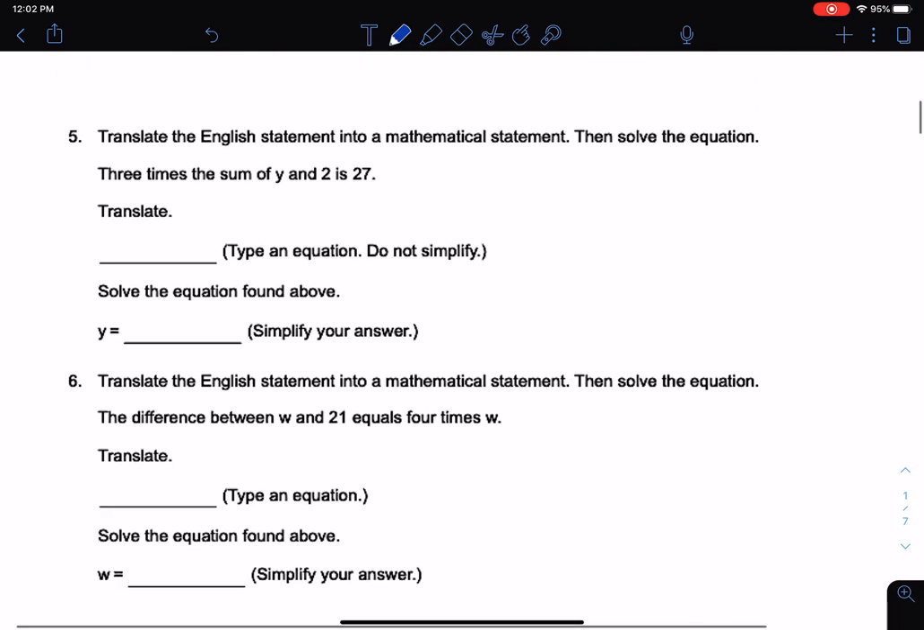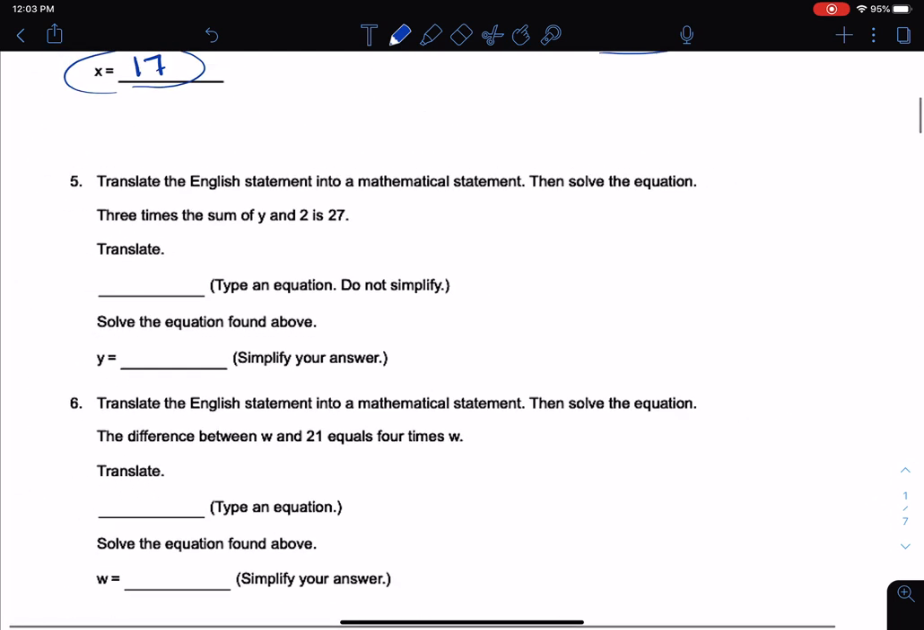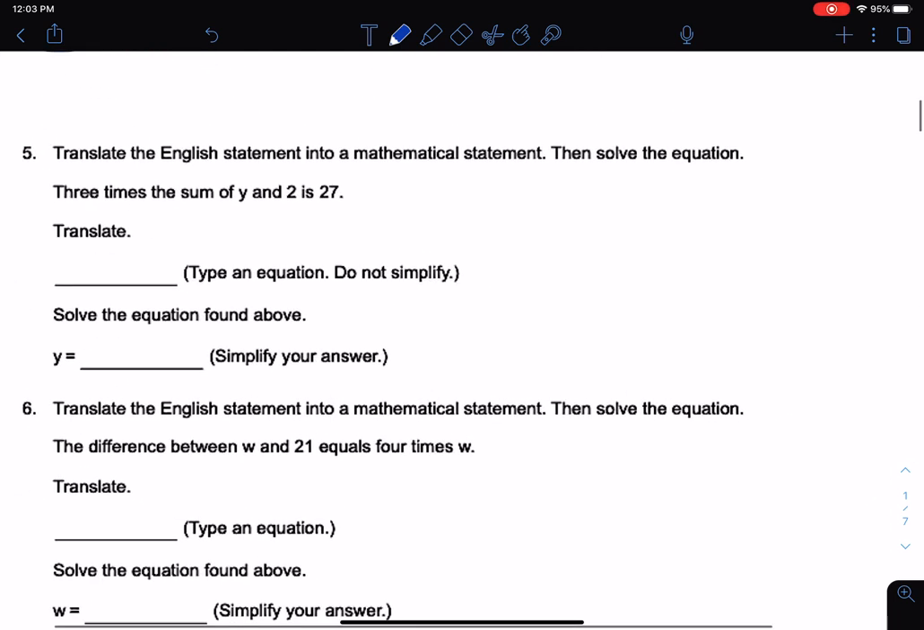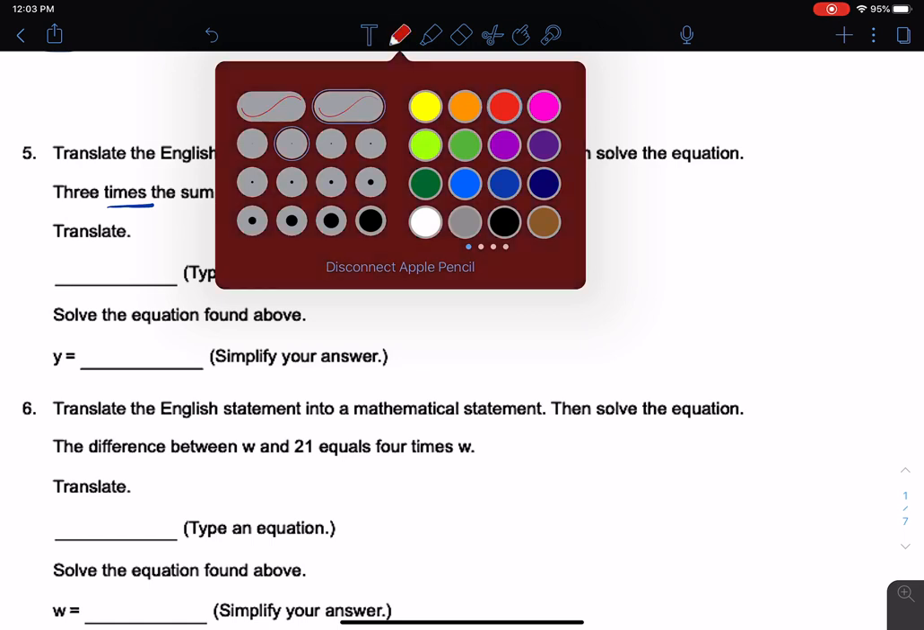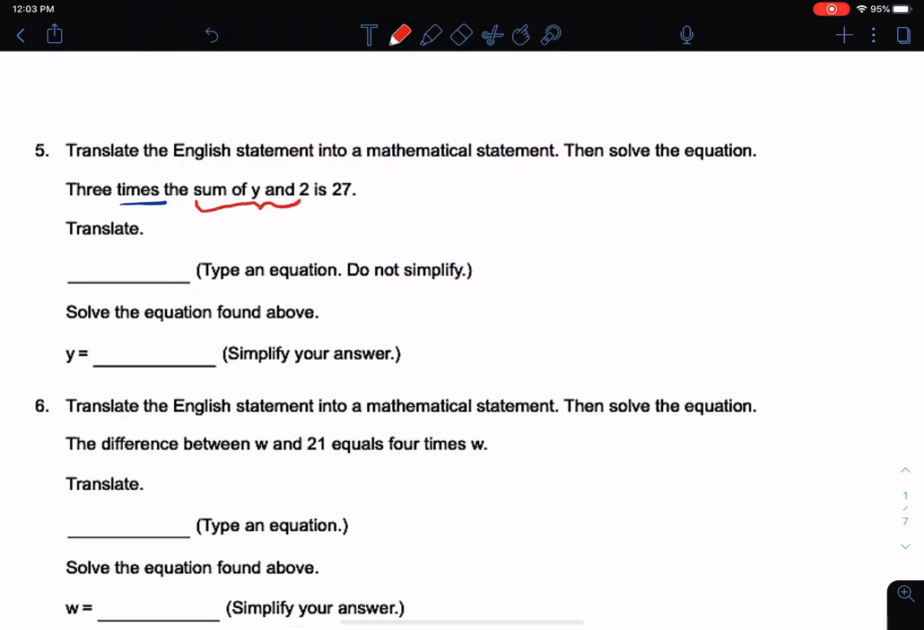We want to translate this into an algebraic equation. It says 3 times... Now it doesn't say 3 times a number y. It says 3 times the sum. And so that makes this problem a little trickier. The sum is an answer to an addition problem. And so it wants 3 times the answer to this addition problem, which is y plus 2.